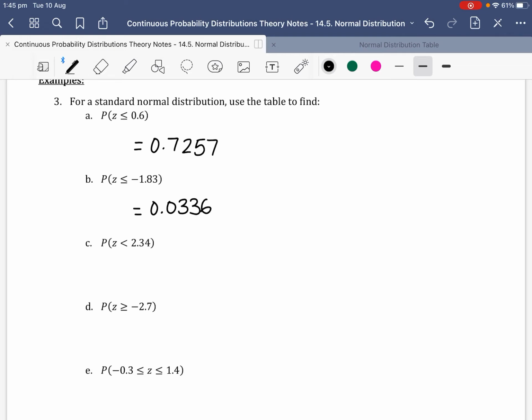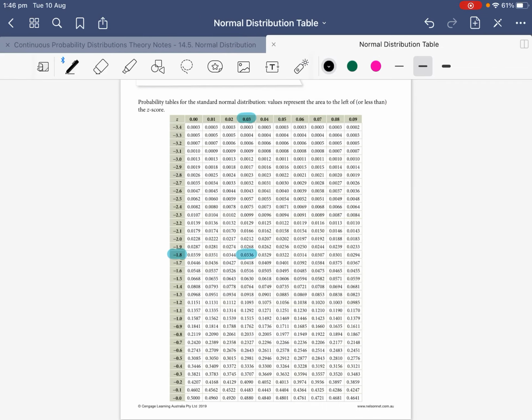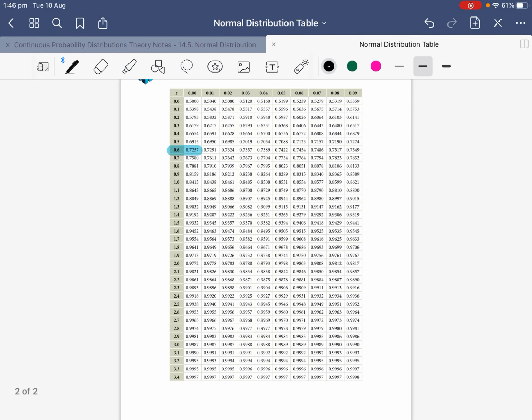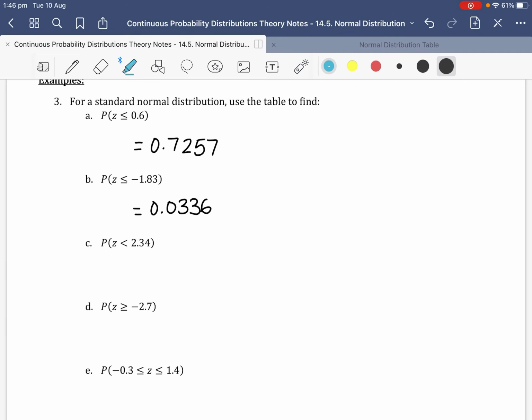0.0336. For C, we're finding the probability that z is less than 2.34. So we go to our table, we go to 2.3 on our left-hand column. So 2.3 is here, and then our probability was 2.34. So we have to go to our 0.4 to get our answer of 0.9904.